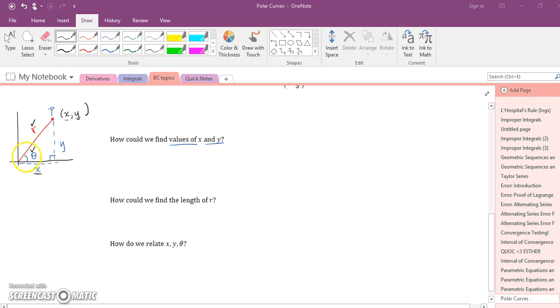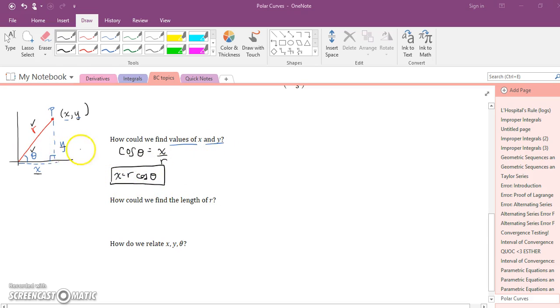Let's do x first. You could use your SOHCAHTOA trig identities to find them. So if I wanted to do x, I could use the trig relation that relates x and r. That would be cosine. So I would say cosine of theta is adjacent over hypotenuse, x over r. And if you wanted just x, you would do r times cosine theta. So that's one of the conversion equations you need.